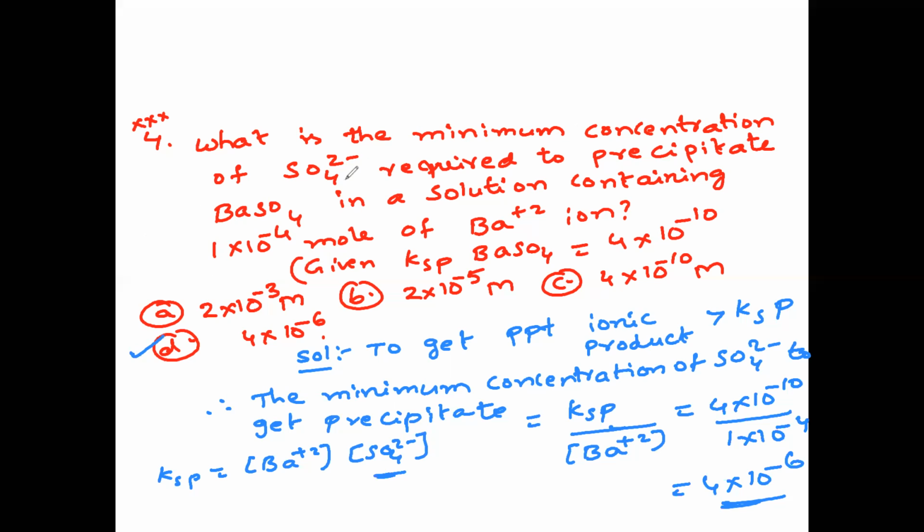So what is the minimum concentration of sulfate ions required to precipitate barium sulfate in a solution containing 1 into 10 to the power of minus 4 molarity of barium 2+ ions? Given Ksp of barium sulfate is equal to 4 into 10 to the power of minus 10. Since they have given Ksp, to get precipitate, what is the condition? The ionic product should be greater than Ksp. This condition is very, very important. If the ionic product is greater than Ksp, automatically the salt will get precipitated. So the minimum concentration of sulfate ions to get precipitated is equal to Ksp by barium ions, which is 4 into 10 to the power of minus 10 by 1 into 10 to the power of minus 4, equal to 4 into 10 to the power of minus 6. Very, very important model. Please do it in your classwork.